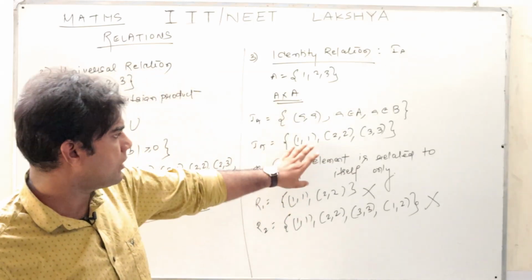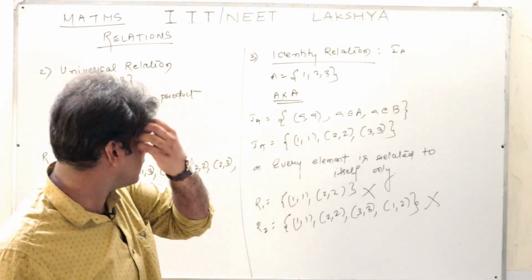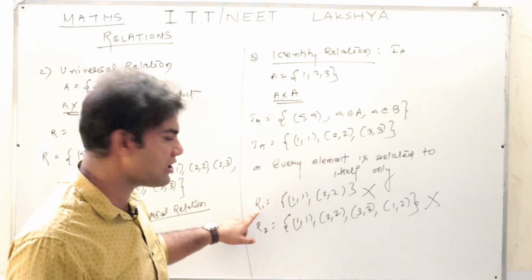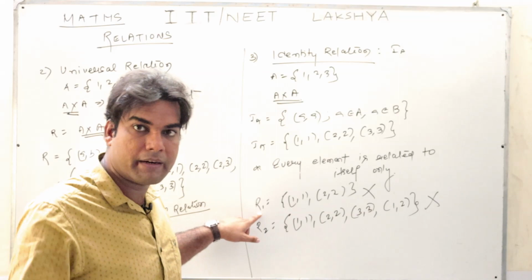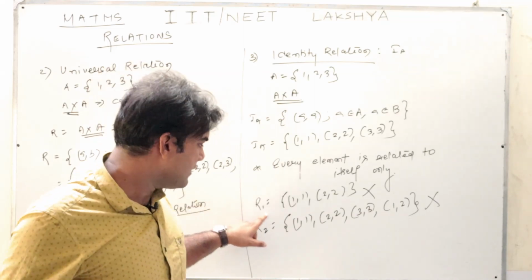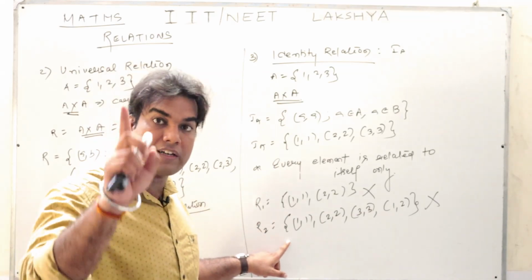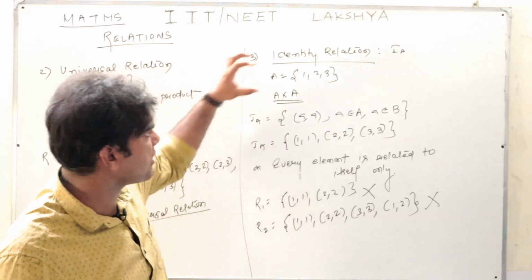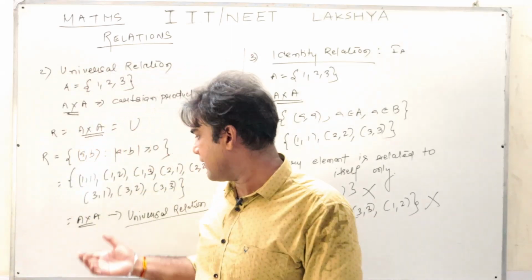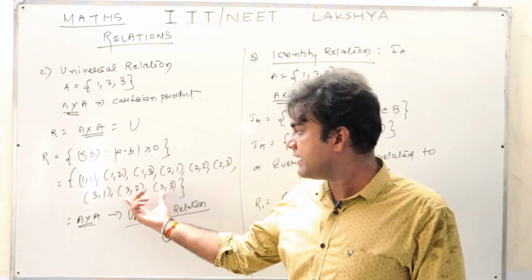So I hope the meaning is clear. If you see carefully, this will be one of the relations. See, this is a relation, but it is not an identity relation. Similarly, this is also a relation, but it is not an identity relation. We are talking about a specific relation. Same here. This is a relation, but which relation is this?